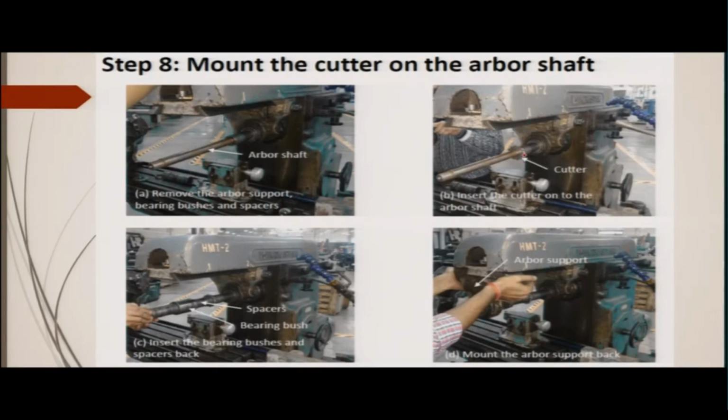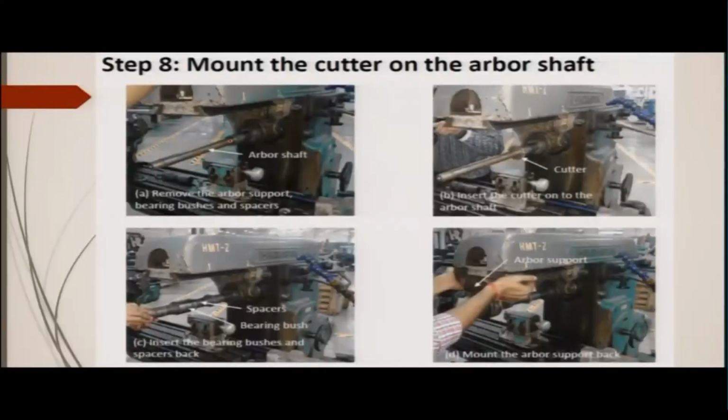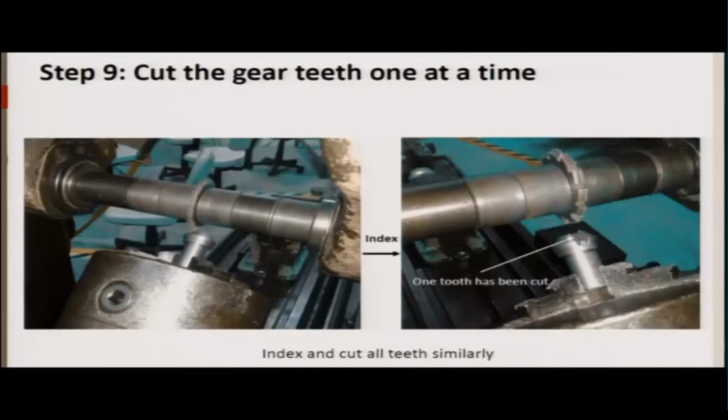Second thing is we have to change the cutter depending on the requirement of the diameter and the number of teeth in the cutter. So, we have to change the cutter frequently. Therefore, normally after the milling operation the cutter is removed. To remove the cutter you have to remove the spacers and the support, and then you put in another cutter, and those spacers and supports have to be mounted back. Then index and cut all teeth similarly.